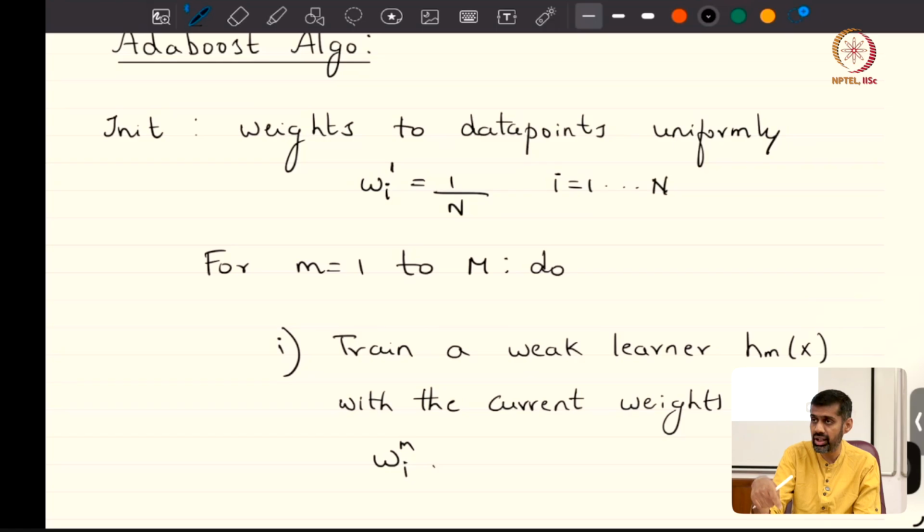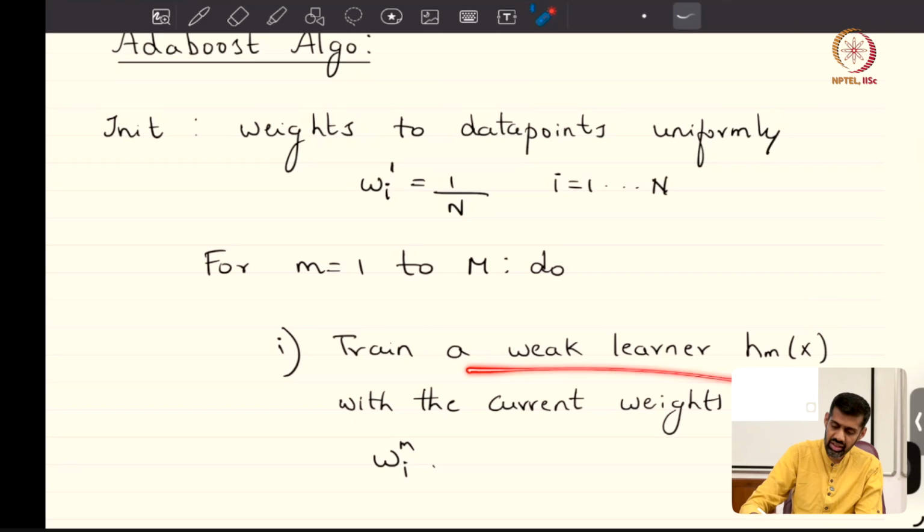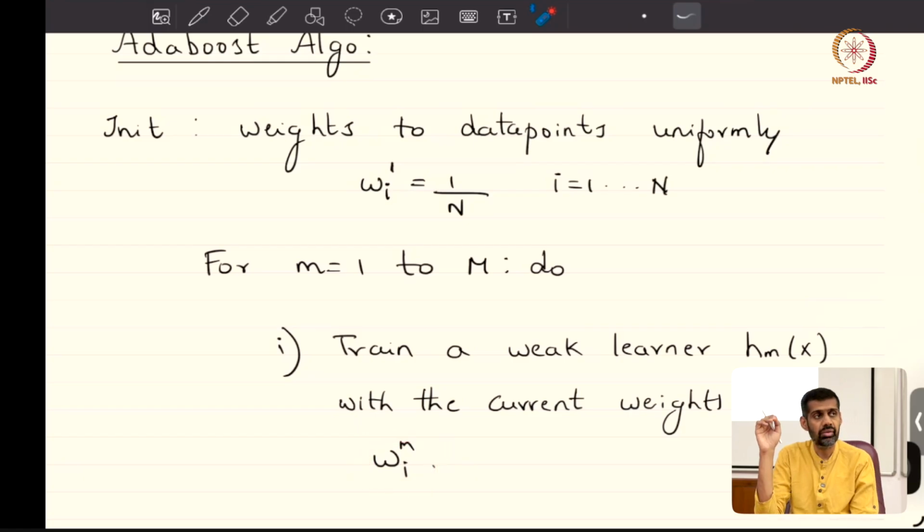So now I will give you a formula to update these weights as we move on. Now I am saying train a weak learner with the current weights on data. So what do I mean by that? You will have to ensure that this is the distribution that is maintained on data points when you train a classifier. So how do you make sure that it will happen? Do you understand? So what do I mean by this?